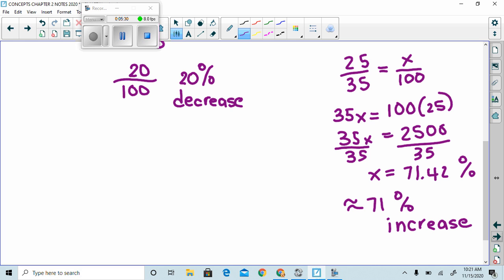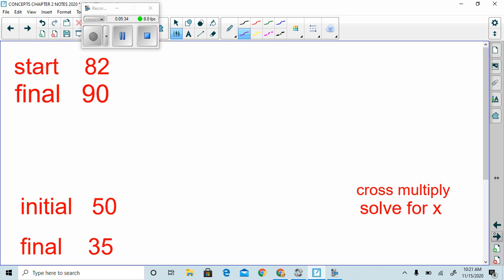Let's just do a couple more. Start to final, start to finish, initial to final. All these words go to, from. So now let's just imagine this was a word problem and you said that your average was an 82 in a particular subject, and then all of a sudden by the end of the marking period it went up to a 90%. What was your percent change?